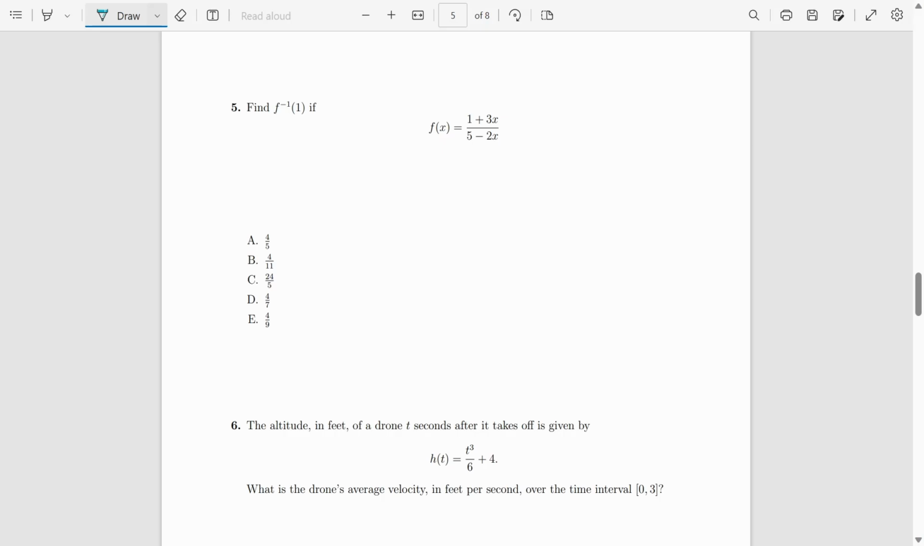All right, question 5. Find the inverse of this function and then plug in 1 afterwards.